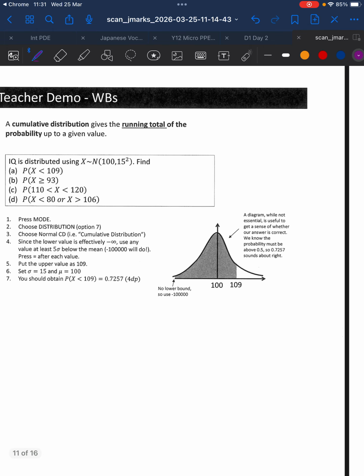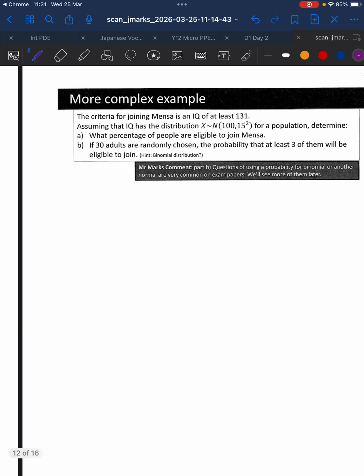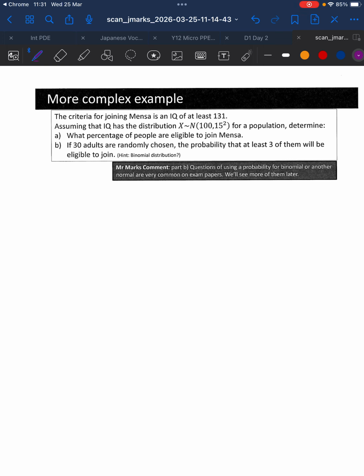So we're going to go on to some harder questions. I leave this one here because this is, again, just testing to use the calculator, and we'll cover that in that video. This one, slightly more difficult question. It says the criteria for joining Mensa is an IQ of at least 131. Assuming that this is the distribution, it's a good idea to write this down. This often will give you a mark. Not here, but in other ones where you use the wording, it can sometimes give you a mark. So determine the percentage that are eligible.